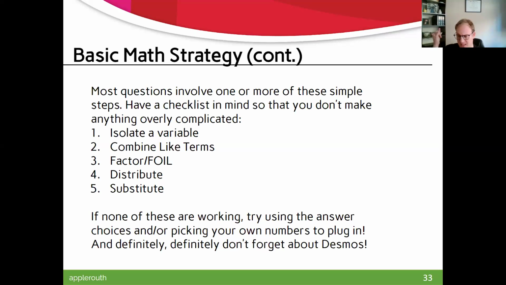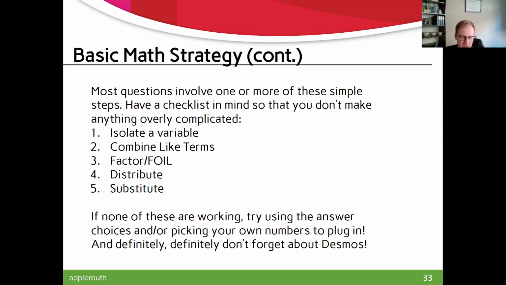We may just be isolating a variable, right? Getting a by itself. Maybe we're adding or subtracting or combining like terms. Factoring and foiling is less common because of Desmos, but maybe we do that. Maybe it's just a matter of distributing to make two things look the same. And then substitution is probably the most popular thing, where you're plugging in a point or an X or a Y or what have you.